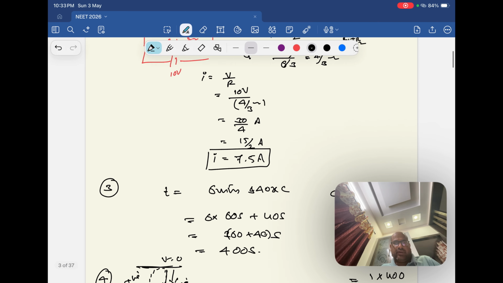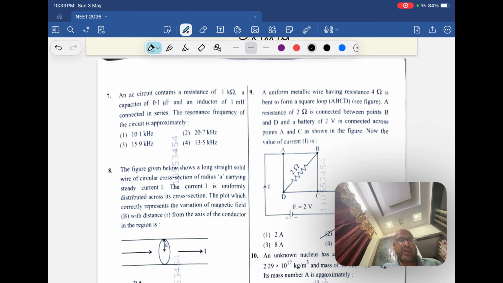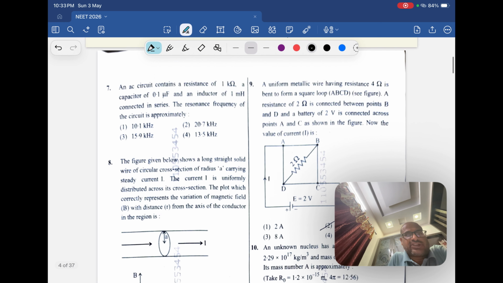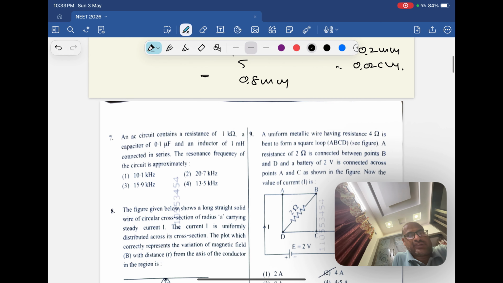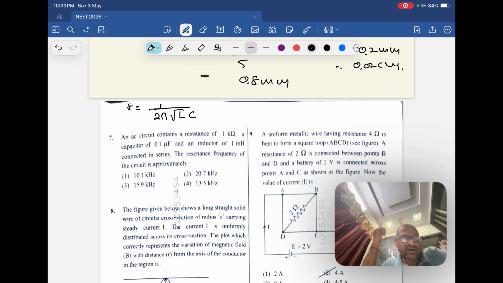Right. So next, if you see the question, an AC circuit contains a resistance of 1 kilo ohm, capacitance 0.1, inductor 1 millihenry. The resonance frequency. So you already have the resonance frequency formula in an AC circuit, what is it, beta? Resonance frequency in an AC circuit is 1 by 2 pi root of LC. Okay, you substitute the values. Resistance is given, inductor and capacitance are given, resistance is not required here, right? Frequency is 1 by 2 pi root LC. Simplify it and you can find the answer.